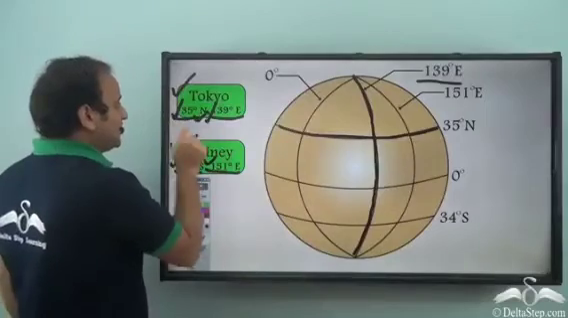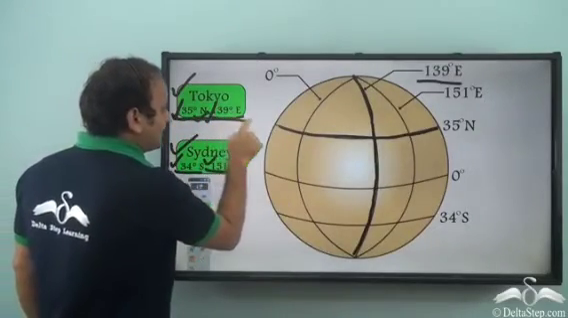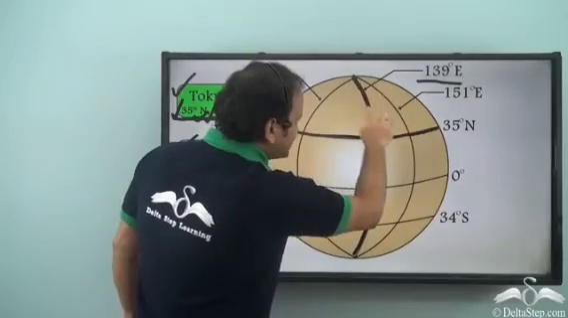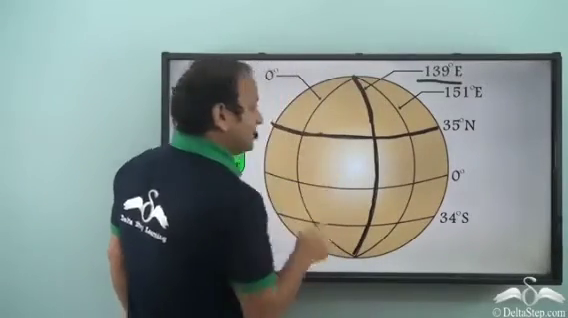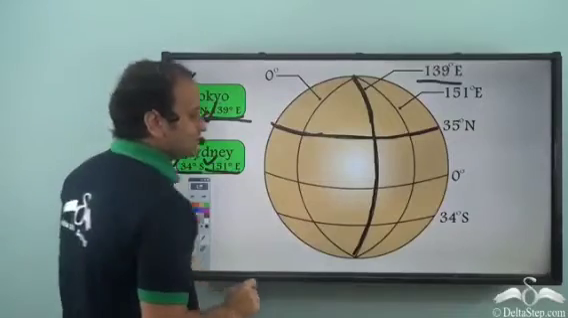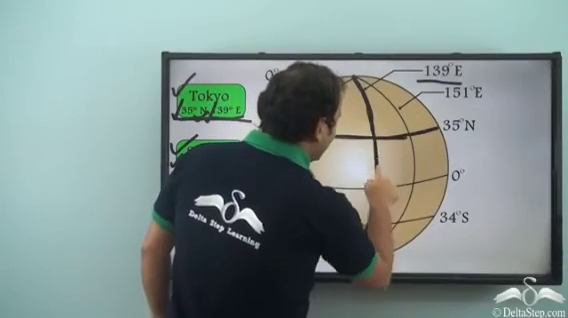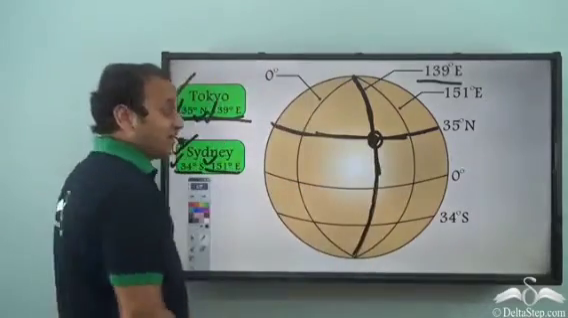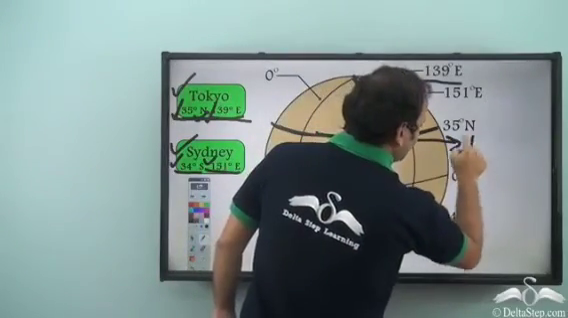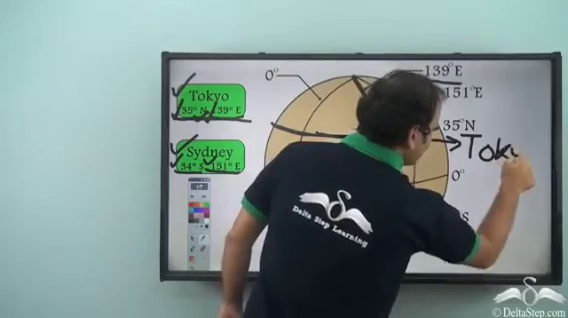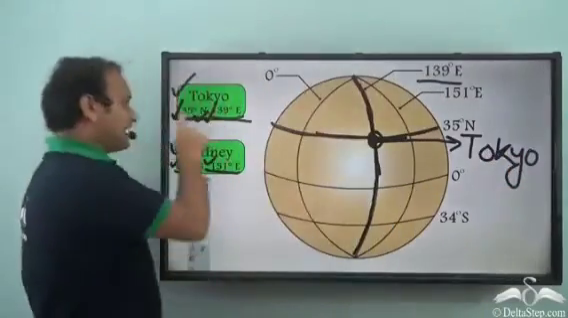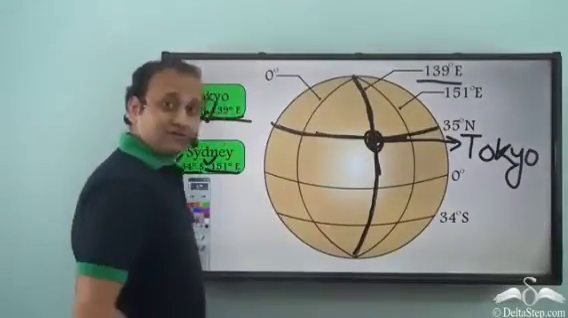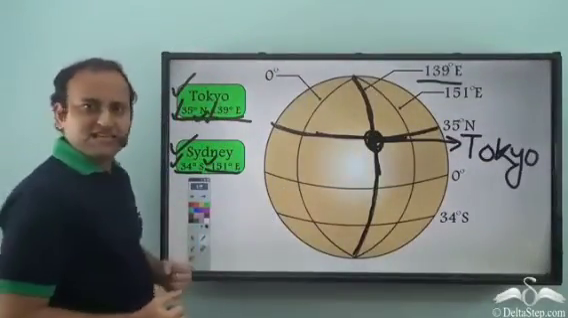Now our location is at 35° north and 139° east. So the intersection point between this line and this line will be the location of our city. So this line and this line are intersecting here. So this is our city, Tokyo. So you see, with the help of latitude and longitude, you were able to locate Tokyo exactly here on planet Earth. Now similarly, let's locate Sydney.